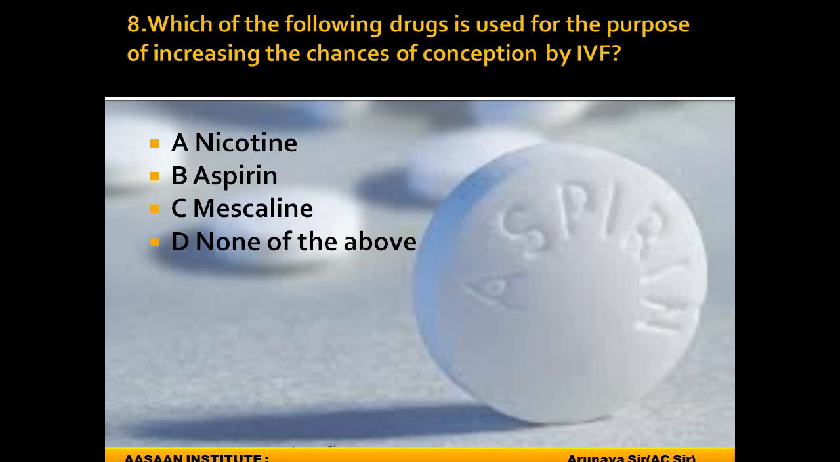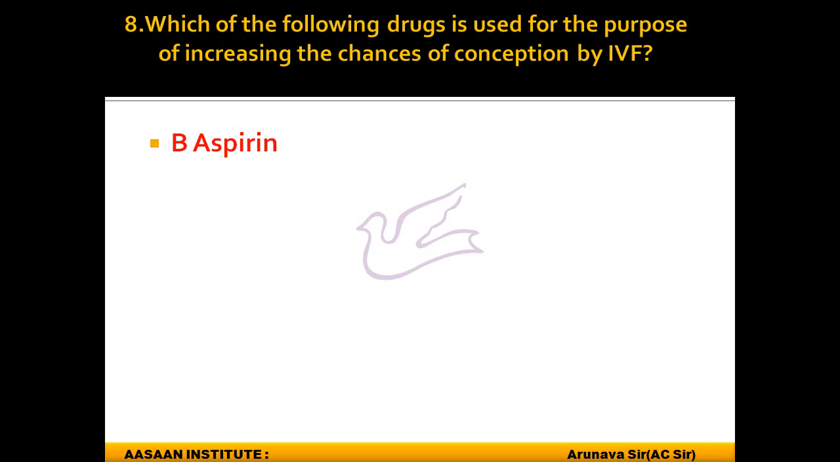Now we go to question number 8. Which of the following drugs is used for the purpose of increasing the chance of conception by IVF? Nicotine or mescaline, it is most stimulated, and mescaline is a psychological drug. But in the case of IVF, aspirin is used for the purpose of increasing the chance of conception by IVF. So option B, aspirin, is the right option for question number 8. Now we go to question number 9.